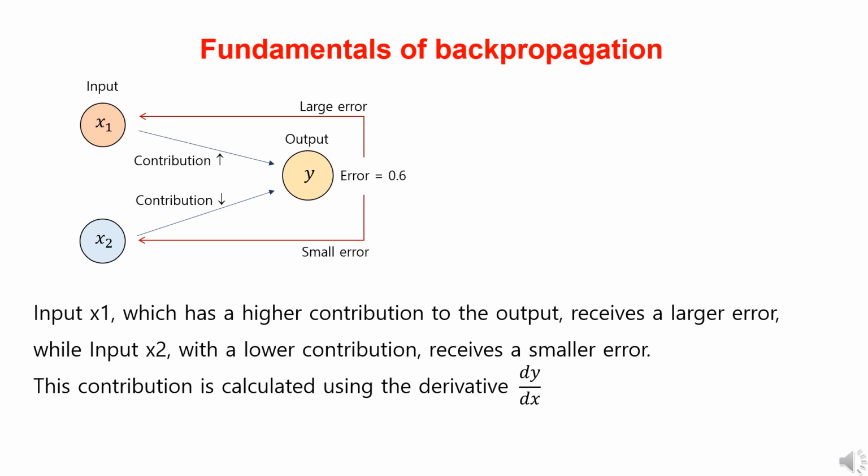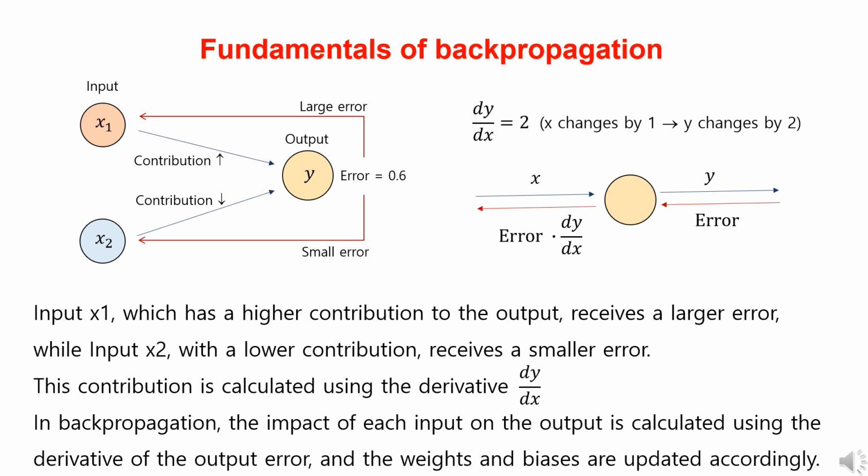Suppose we have inputs x1 and x2, and the error at the output y is 0.6. This error is distributed back to each input based on their contribution. If x1 has a bigger influence on the output y, a larger portion of the error is passed to x1. On the other hand, if x2 has less impact, it will receive a smaller portion of the error. This contribution is measured by the rate of change of the output y with respect to each input x, which can be calculated using derivatives.